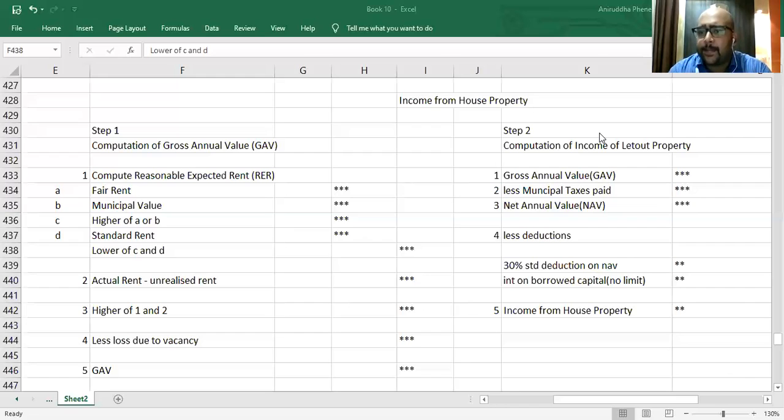So these two quick steps will help you to calculate income from let out property within 5 minutes. So note these formats properly, and then whatever data is given in the sum, just fill in the blanks. You'll get your answer in 5 minutes. So I think this might help you in your tax paper.